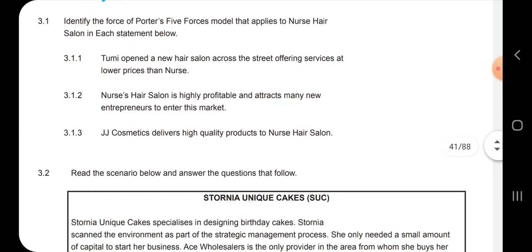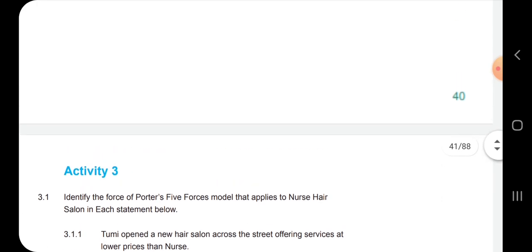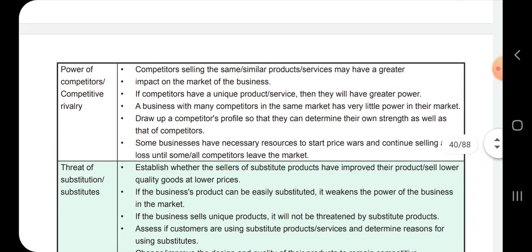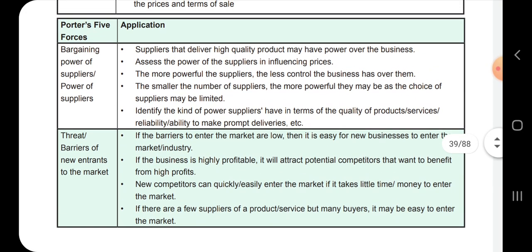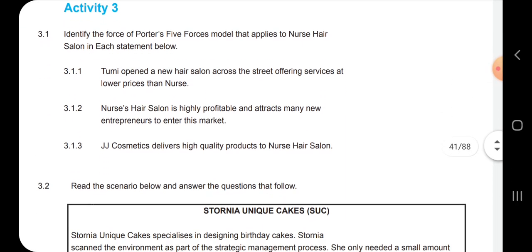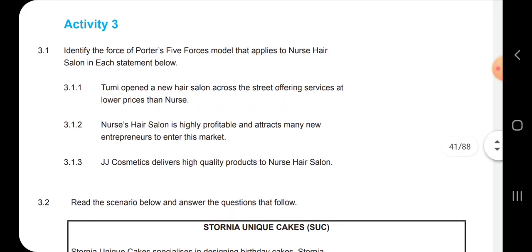And then here is an activity. Identify the forces of Porter's Five Forces model that apply to Nurse Hair Salon in each statement. Tomé opened a new hair salon across the street offering services at lower prices than Nurse. So you have to check: is it a threat of substitutes, power of competitors, threat of new entrants, or bargaining power? So that's how you will answer this question. You will find your solutions at the end of this video. And then that is 3.1.